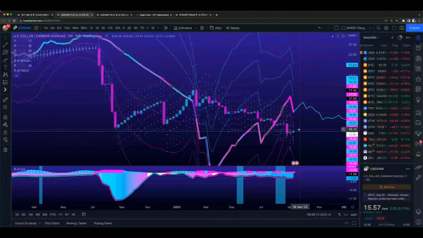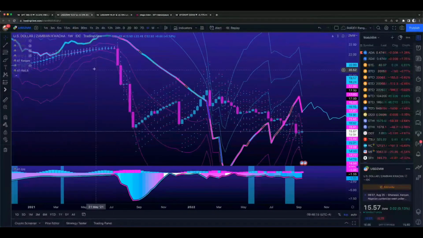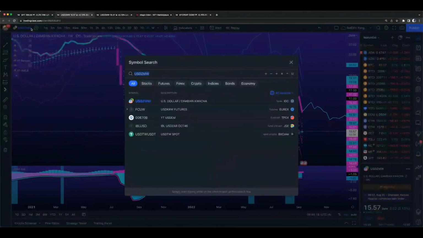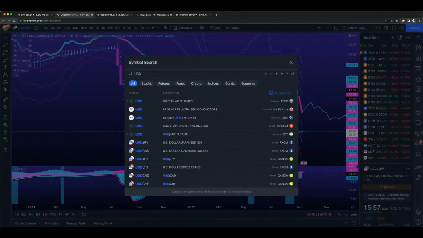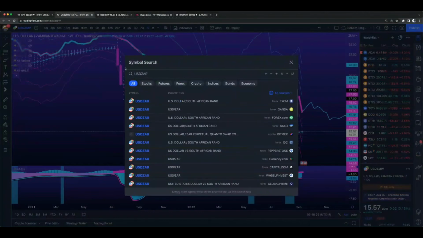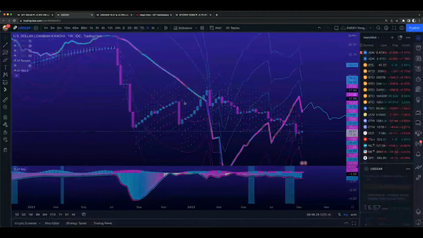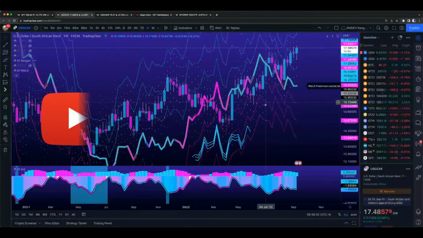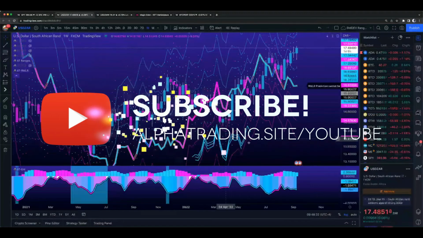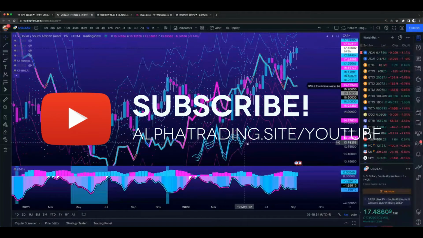There's a currency that apparently a lot of people trade. It could be. The pair is USD ZAR. South African rand. Oh my goodness! Look at this, it's the same thing. $1 equals 17 units.